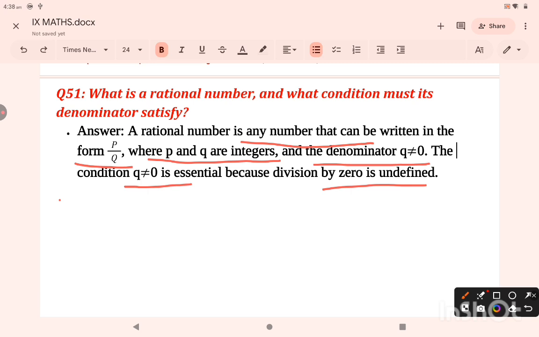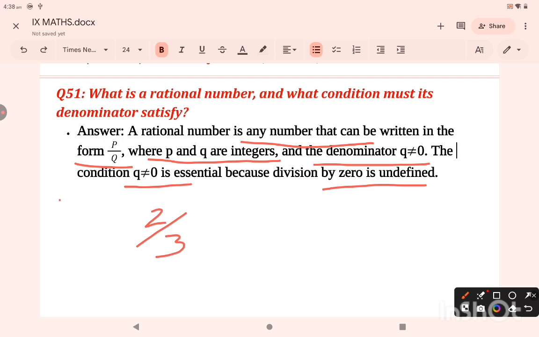That means, suppose 2 by 3. This is in the form of p by q. Here both p, q are the integers. P means 2, q means 3. 2 by 3 is a rational number. And the condition q not equal to 0 is satisfied here. Therefore, 2 by 3 is a rational number.